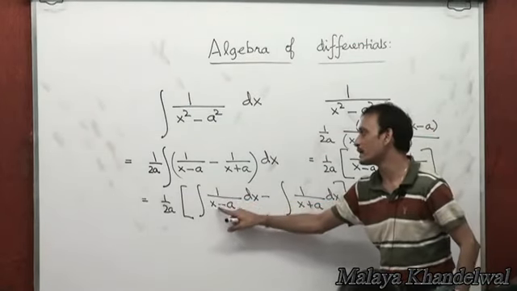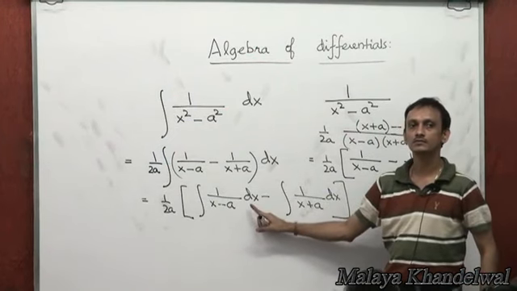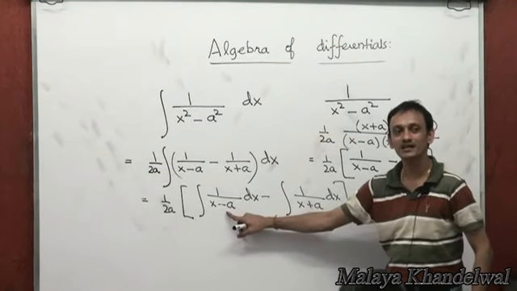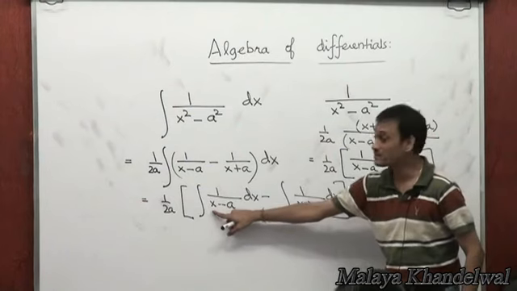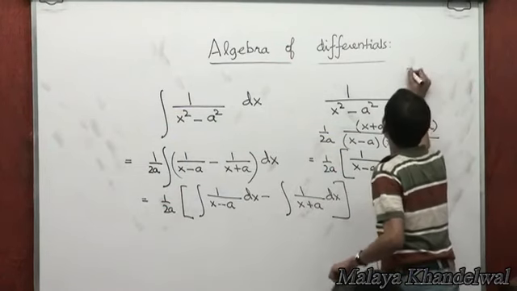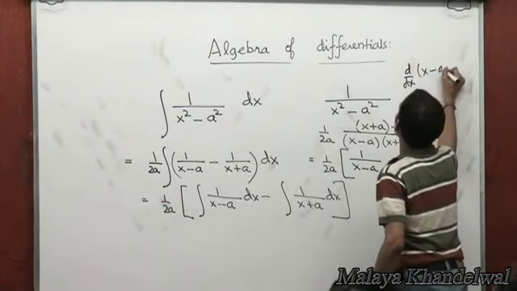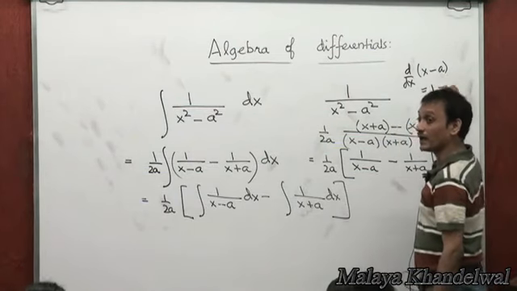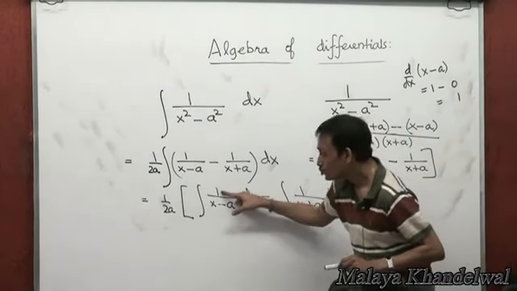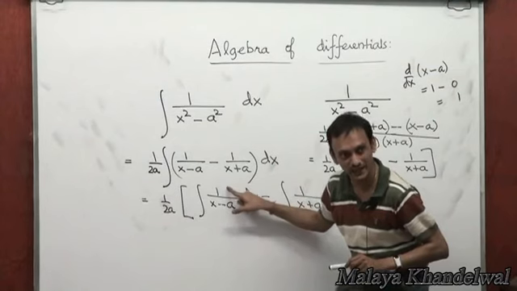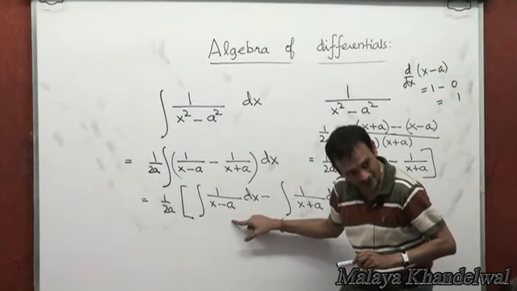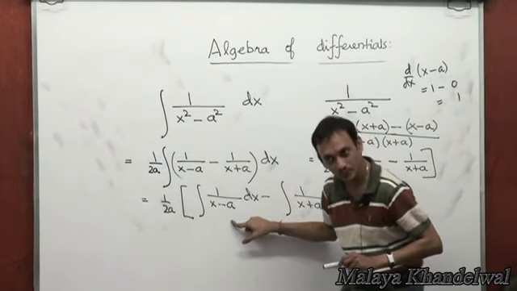What according to you should be this? 1 by x minus a dx. What's the derivative of x minus a? d/dx of x minus a is what? 1, isn't it? d/dx of x minus a is d/dx of x, which is 1, minus 0, which is 1. d/dx of x minus a is 1. Numerator, the derivative of the denominator, yes or no? So this integral would be log mod denominator, log mod x minus a, yes or no?